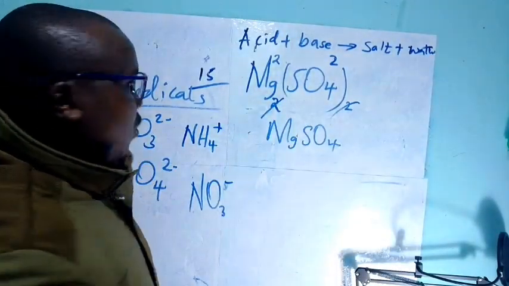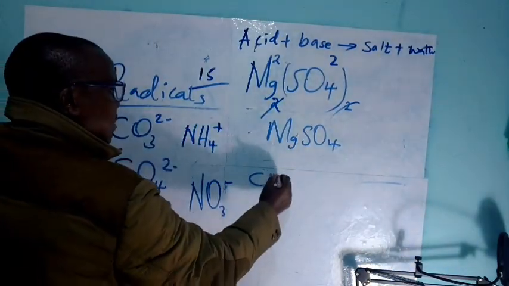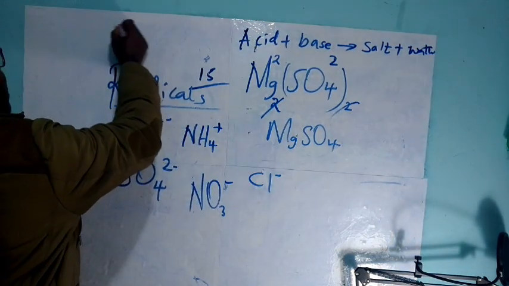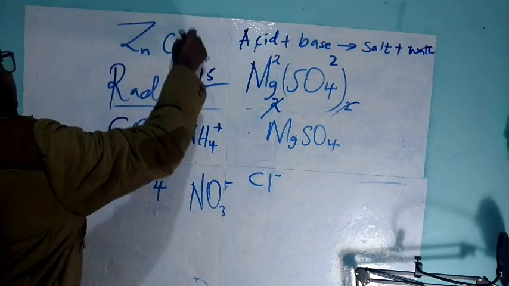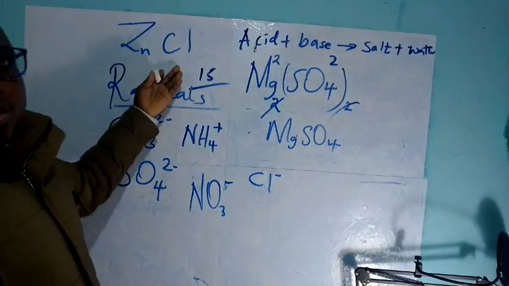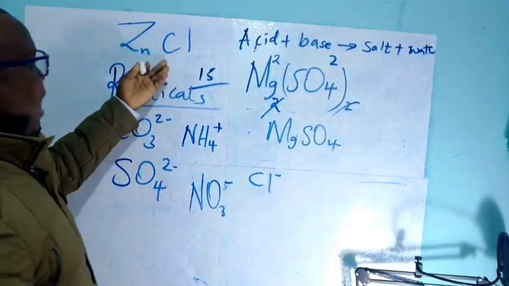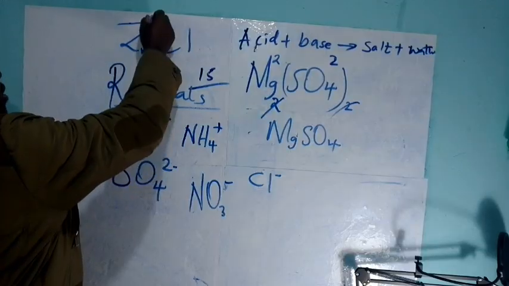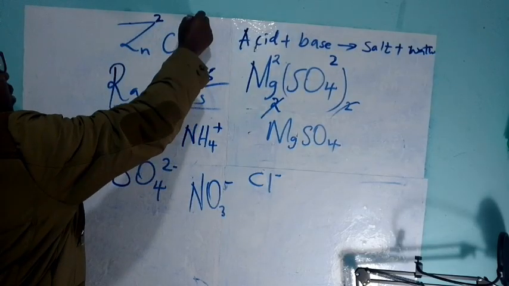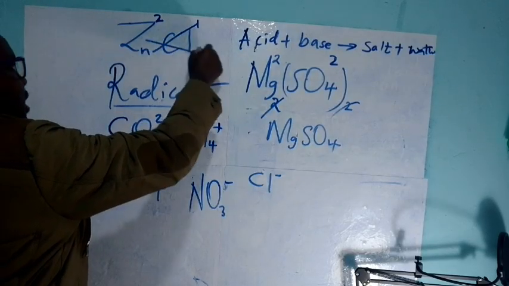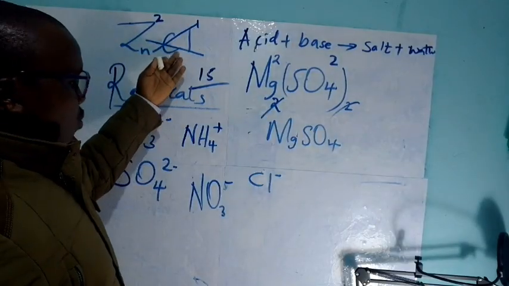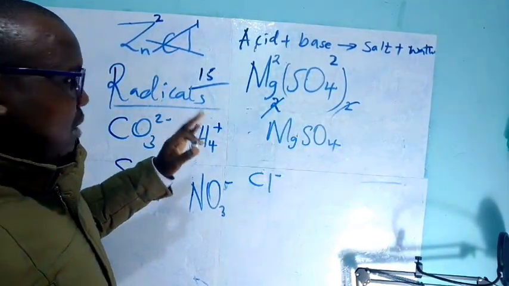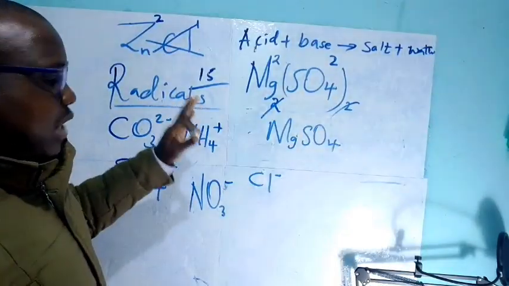Similarly, I want magnesium chloride. Chloride we know is atomic number 17, so it has a negative charge. So if I wanted to have zinc chloride, some will write zinc chloride like this. Is this how you write zinc chloride? No. You need to remember that zinc has got a valence of 2, chlorine has got a valence of 1, then they cross. Now, what makes you do this? It is page 15, topic 2 KLB, page 15 radicals.